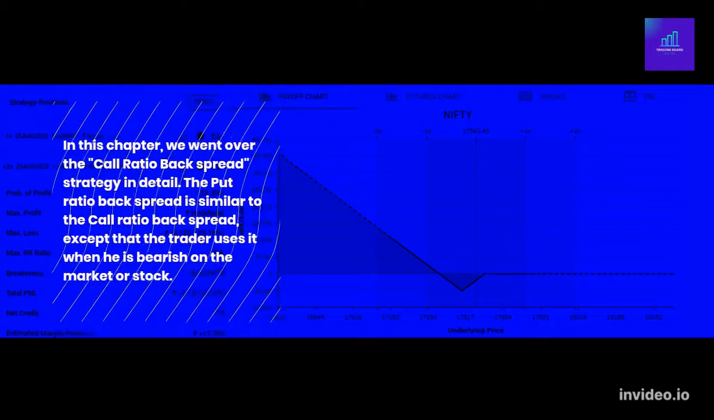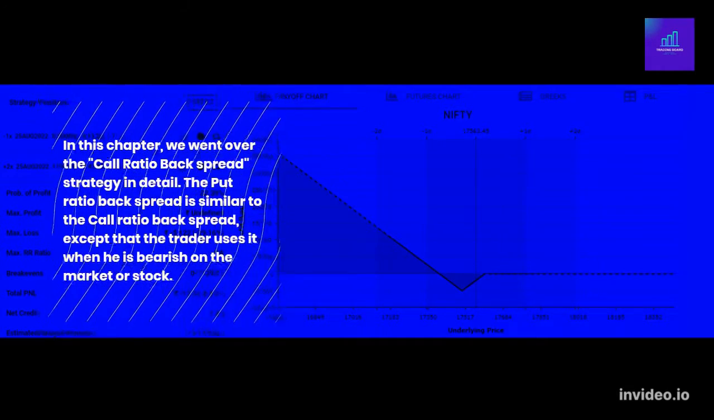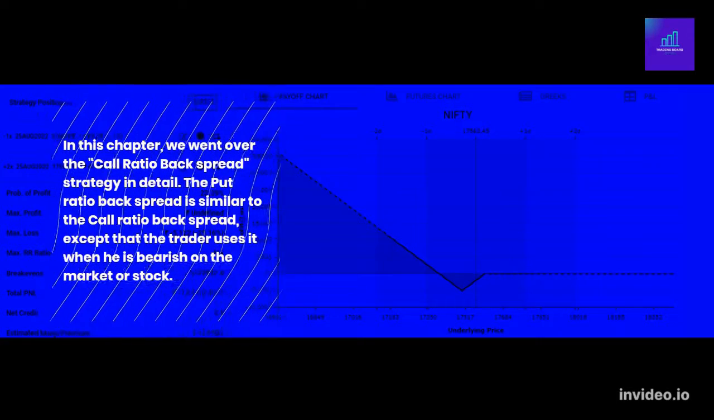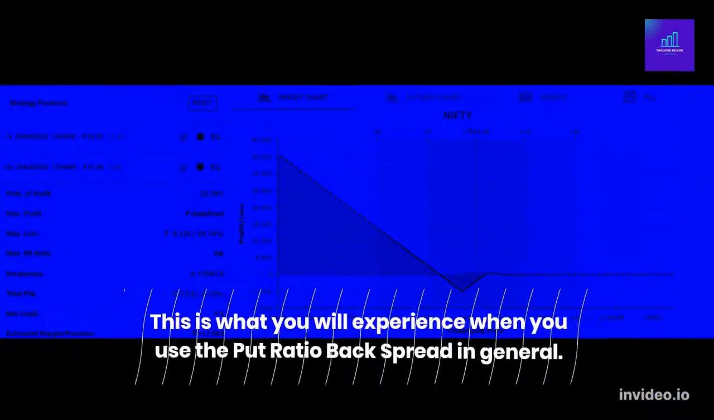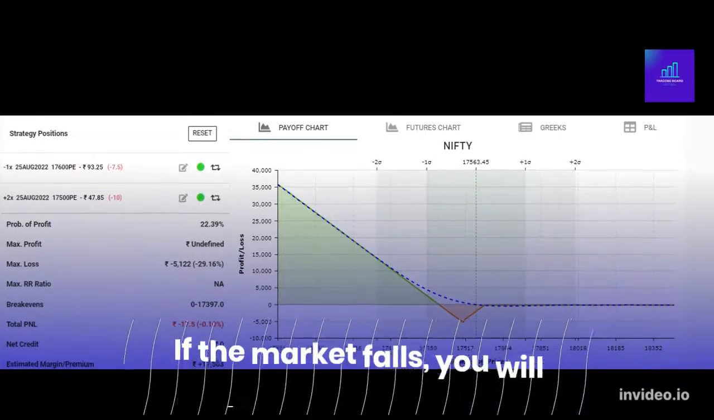Put ratio backspread. In this chapter, we went over the call ratio backspread strategy in detail. The put ratio backspread is similar to the call ratio backspread, except that the trader uses it when he is bearish on the market or stock. This is what you will experience when you use the put ratio backspread in general.